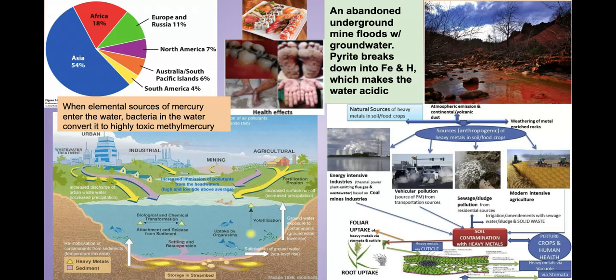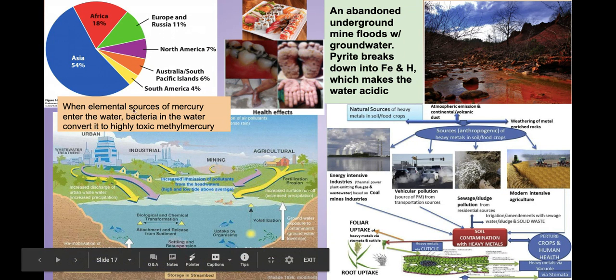This one over here is showing that mercury is also another metal, right? When it enters the water, bacteria in the water will make that mercury kind of like active. They will transform it into toxic methyl mercury, which would enter into the food chain. So that's a problem. And we'll get to see that with biomagnification later on.